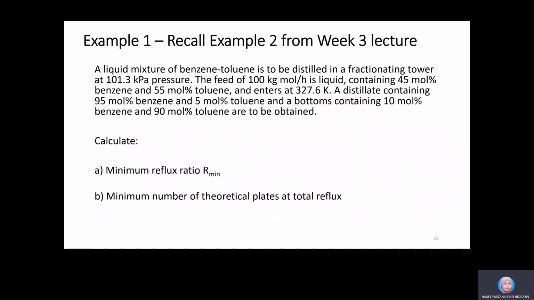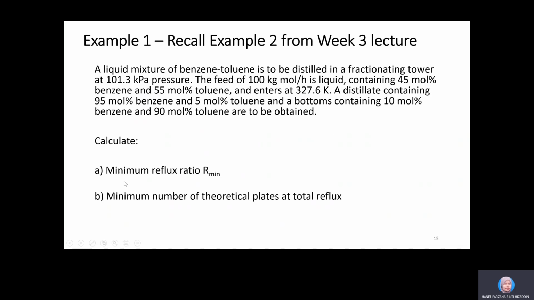So let's do an example. Example 1 here. Recall example 2 from the week 2 lecture. It's the same liquid mixture here. You have the liquid mixture of benzene and toluene to be distilled in a fractionating tower at 180 m. The feed is 100 kilomole per hour liquid containing 0.45 mole fraction benzene and 0.55 mole fraction toluene. So XF here is 0.45. Enters at this temperature and so on.